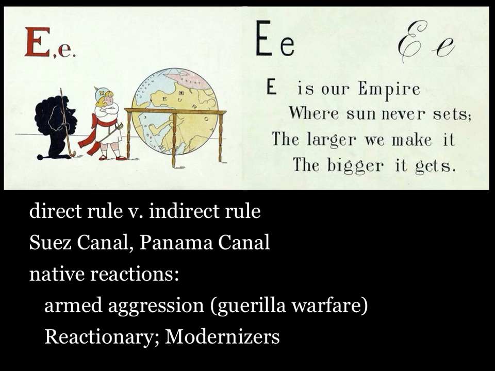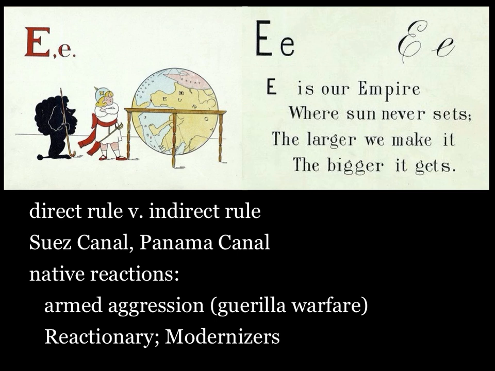There were various responses of native peoples to imperialism, and if we focus just a little bit on this image, you can maybe see why these reactions are here. These images are from a book called An ABC for Baby Patriots. It was a reader, a primer, for children learning to read. So here for the letter E. E is our empire, where sun never sets. The larger we make it, the bigger it gets.